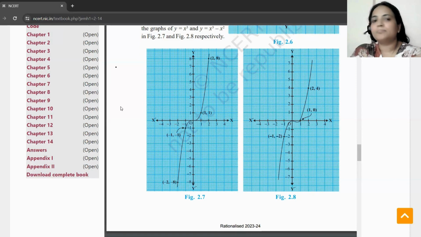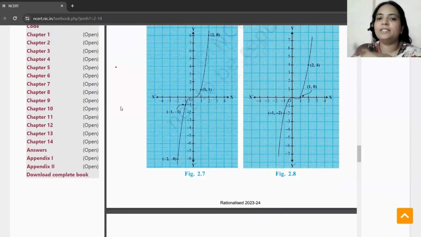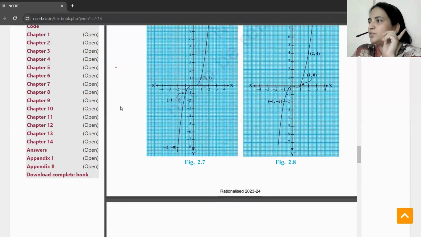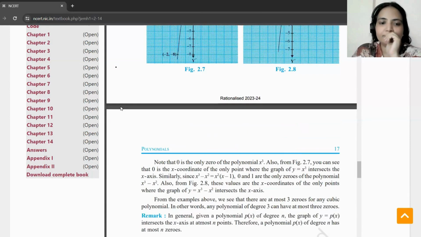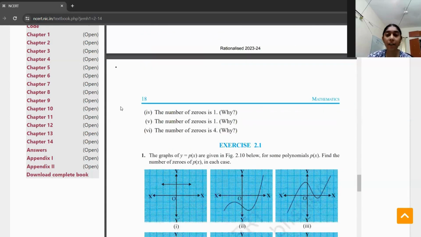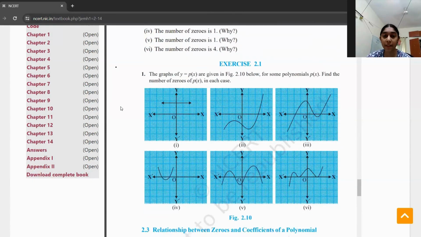It's cutting the x-axis at 1 point only. The first one, 2.7, is cutting the x-axis at 1 point only. The second one is cutting the x-axis at 2 points. So, quadratic polynomial. Okay.